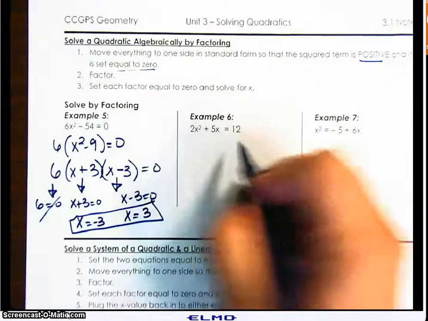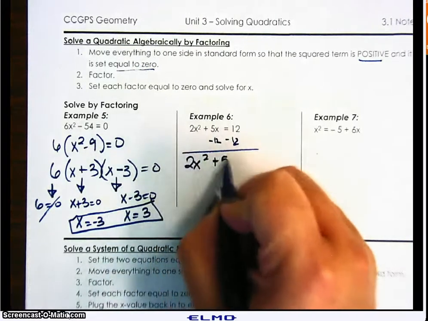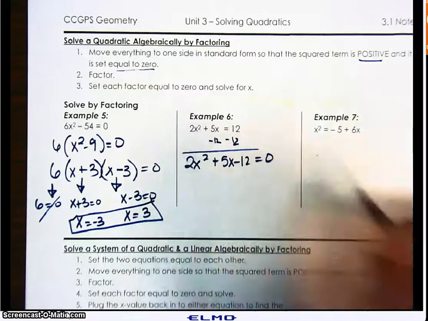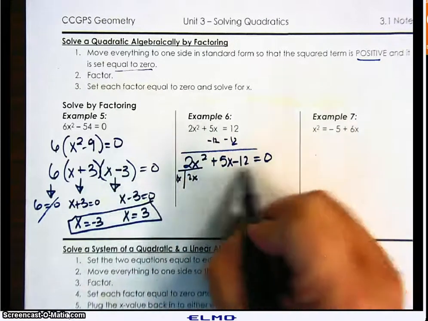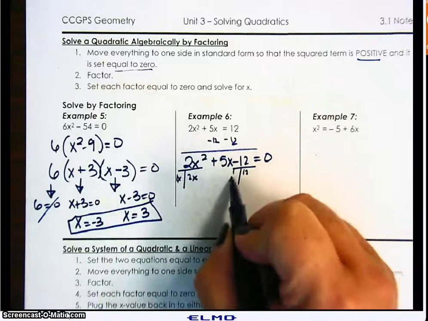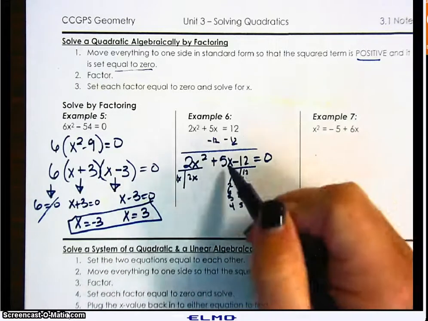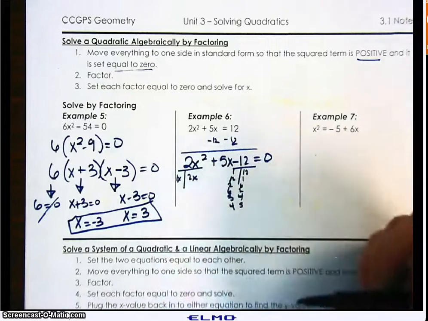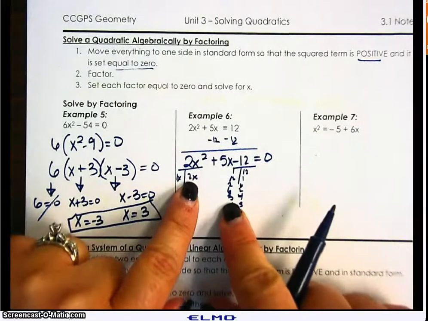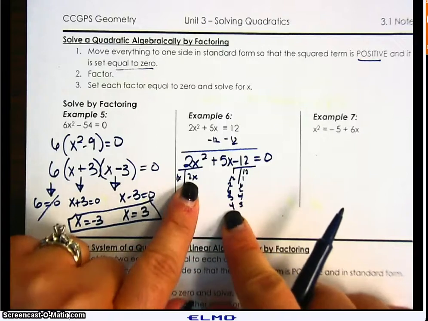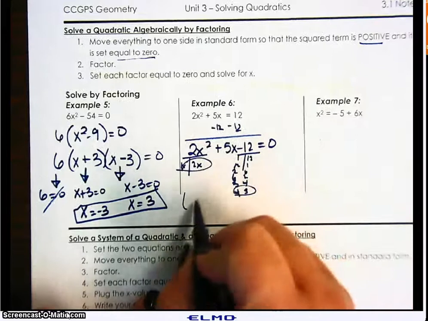Over here I need to get it set equal to 0, so I need to subtract 12 on both sides. 2x squared plus 5x minus 12 equals 0. It has to be equal to 0. So I'm going to think factors of the first, factors of the last. I'm trying to get different signs that subtract to 5. So it looks like I'm going to need, let's see, 6 and 4, 8 and 3. Here it is.